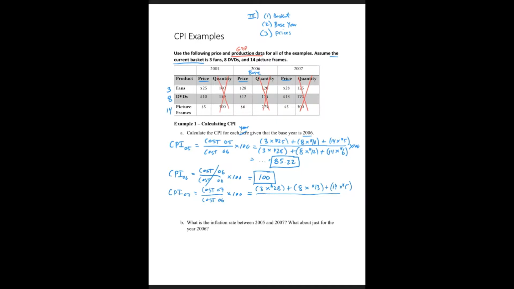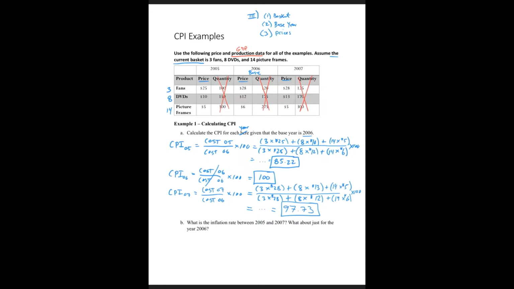Now, you may already have this number calculated out. I'm just going to write it all out so that way we're all on the same page, so you can see exactly that we are not changing the basket, but we are changing those prices to make them into the prices of 2006, which is our base year. Multiply that by 100, like we've been mentioning. If I go ahead and plug these into my calculator, I'll get 97.73.